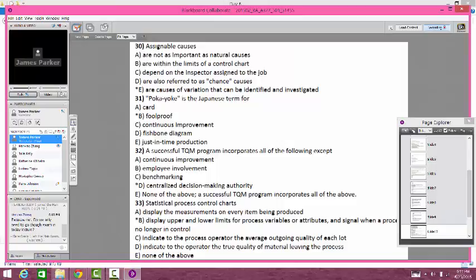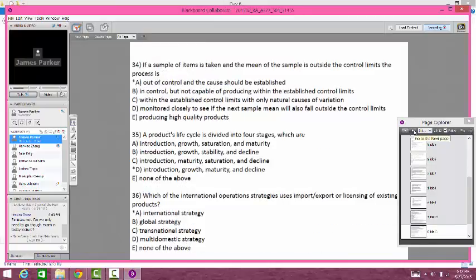Statistical process control charts. So you've seen those. You know how it works, upper and lower limits. It basically sends a signal so you know that the process is out of control and is generating defects. If a sample taken is outside of the control limits, the process is out of control.